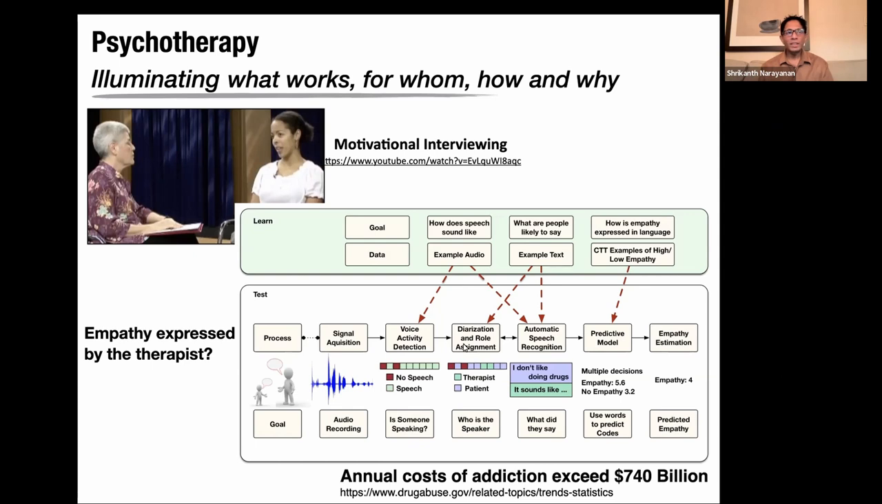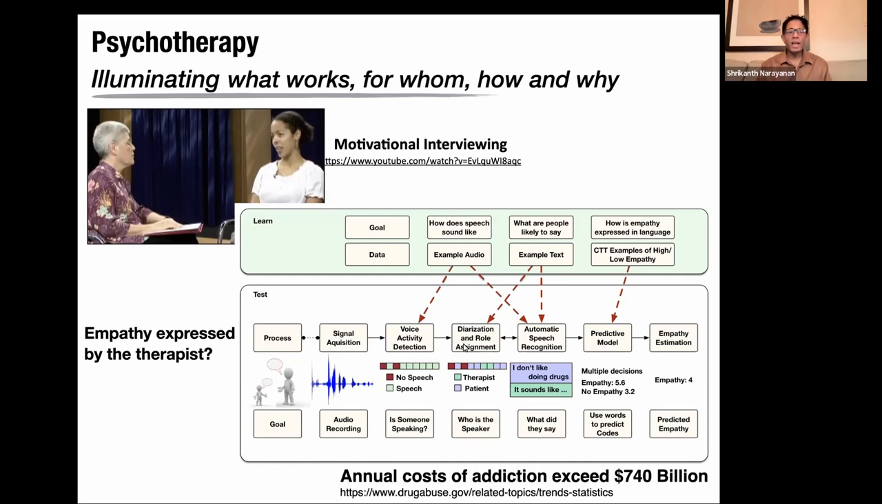But what is still not very well established is understanding what works for whom, how, and why, right? This is humans trying to help other humans, but it's not clear when what one does is useful. There's a lot of theoretical work that goes on, but the question is, how can we bring more quantitative, objective ways of understanding this?